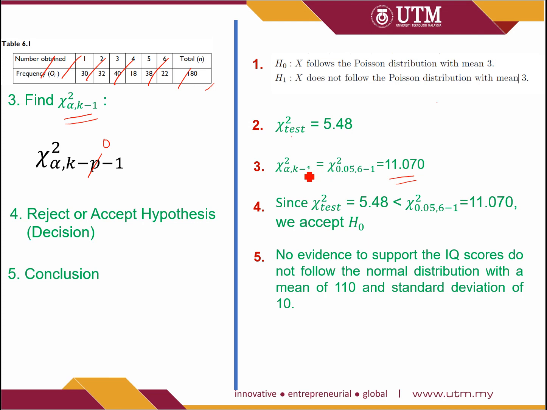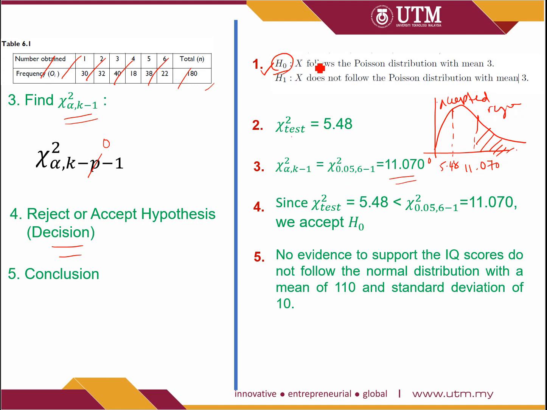Then we need to make a decision. To make a decision, first we need to draw the values. The 0 is here, so your critical value is around here, 11.070. Your chi-squared test, 5.48, is outside the shaded region. It is inside the accepted region. So that means we accept the H0. Since we accept the H0, there is evidence that X follows the normal distribution.